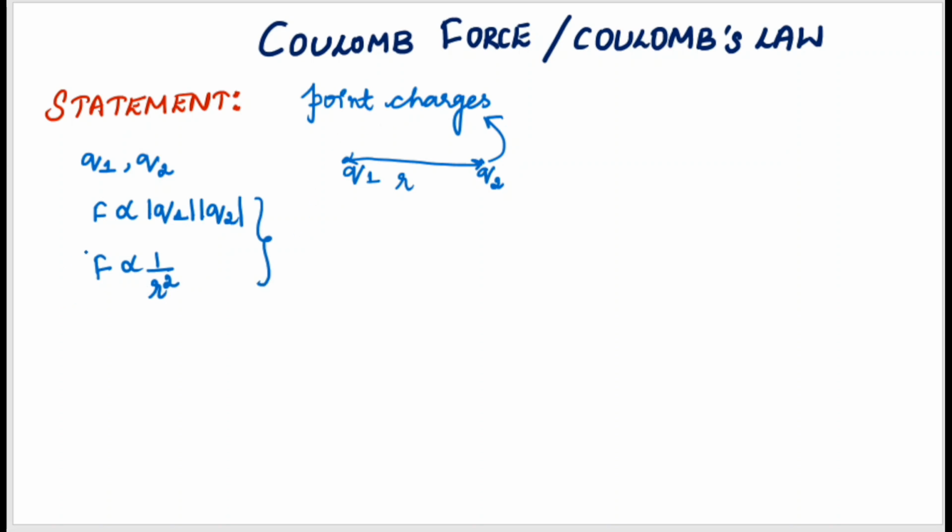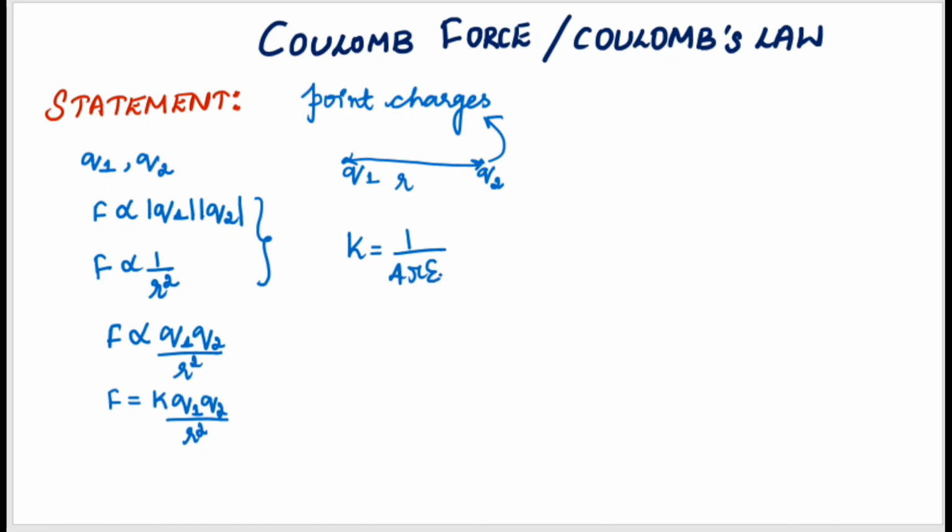Okay, now on combining both equations, I can write force is directly proportional to Q1 Q2 divided by R square, neglecting the sign and taking only the magnitude term. Now we must remove this proportionality sign. If I remove it, a constant will arise. That constant I am calling K, so F equals K Q1 Q2 divided by R square. Now what is this K? What is the value of K? The K value is given by 1 divided by 4 pi epsilon naught, where epsilon naught is the permittivity of free space.